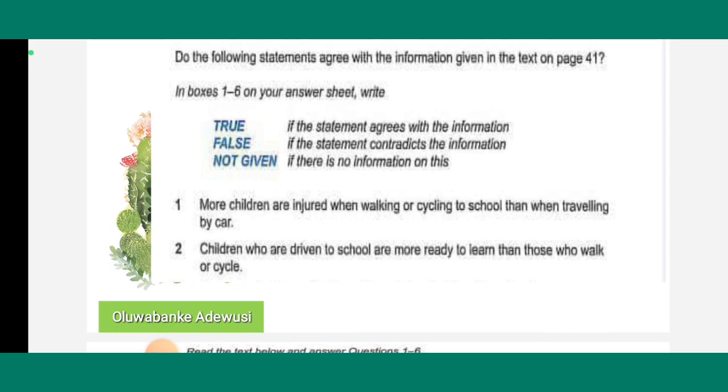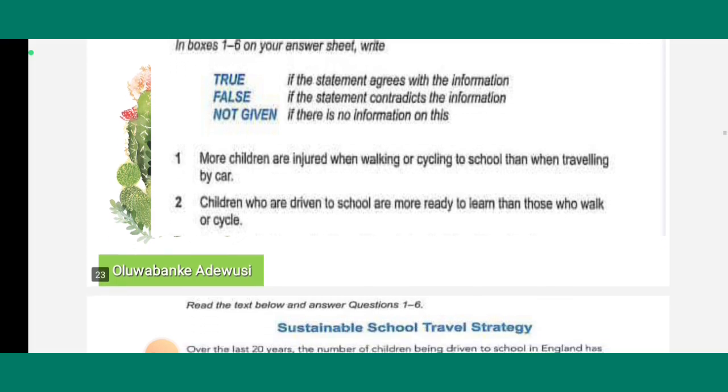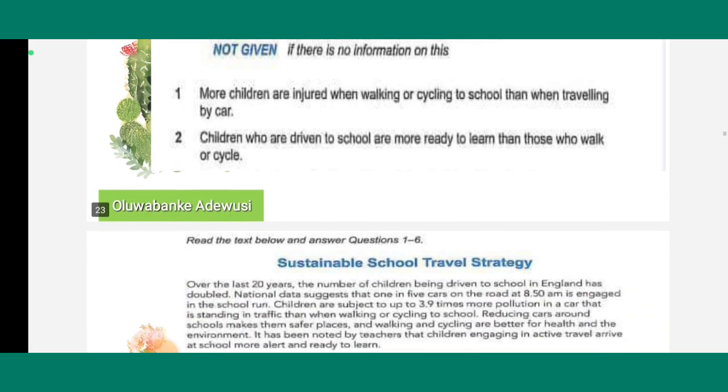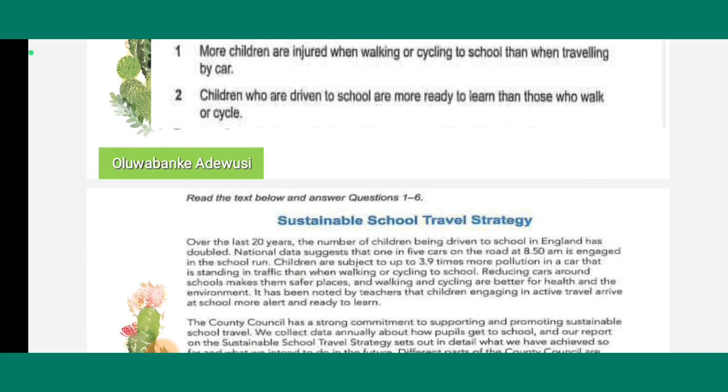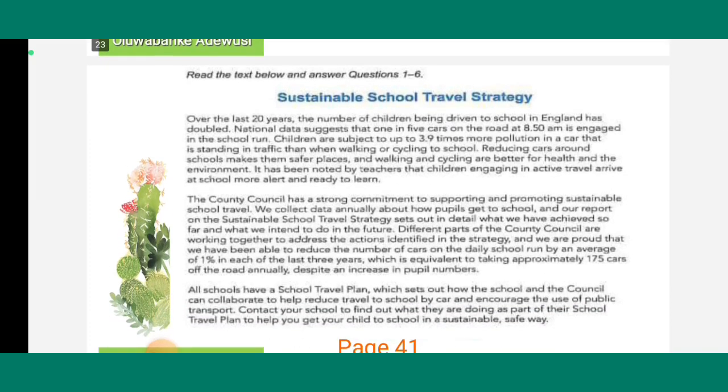So let's look at the following examples, and then you will get a classwork, and then you'll be able to implement what you have learned. So the question here says more children are injured when walking or cycling to school than when traveling by car. And question 2 says children who are driven to school are more ready to learn than those who walk or cycle. Now, this is the passage that you will check for your answer.